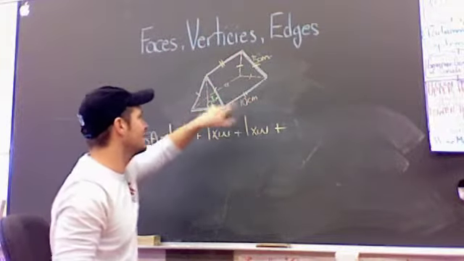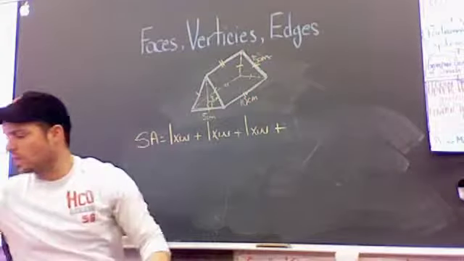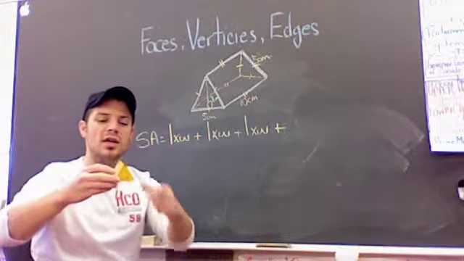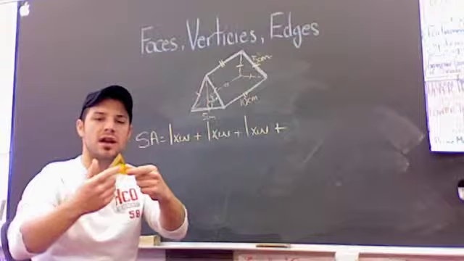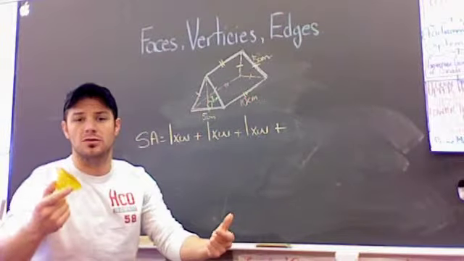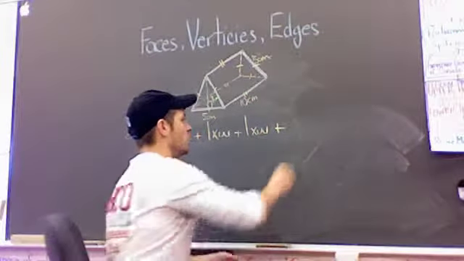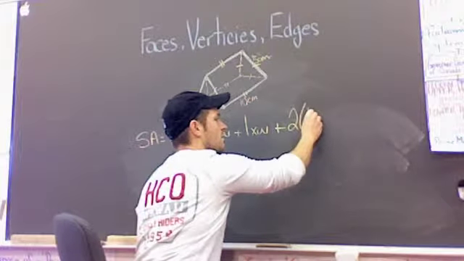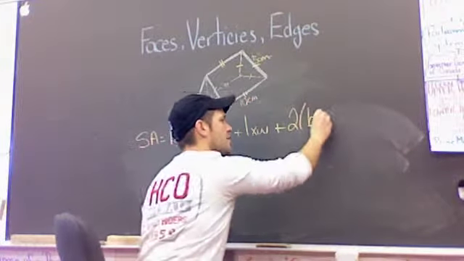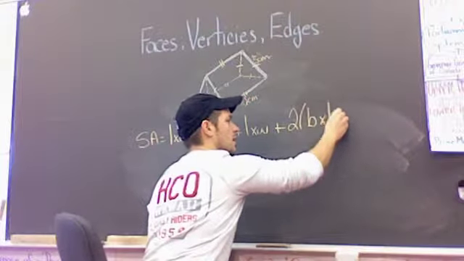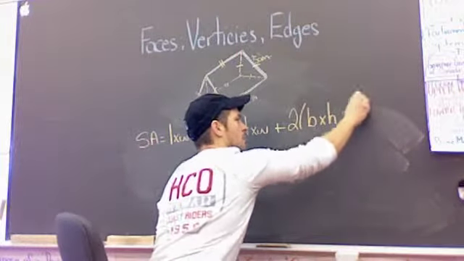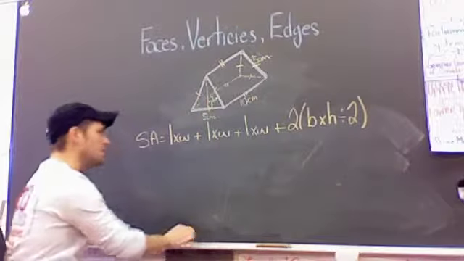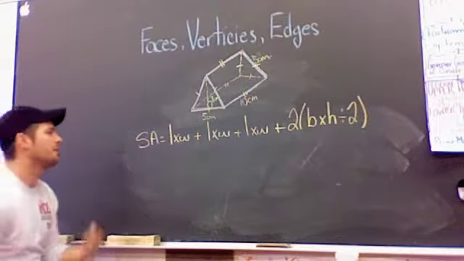Add to that the surface area of your 2 triangles. In this case, because the triangles are always going to be the same, what we can do is find the area of one of these triangles and multiply it by 2. So you can go 2, because there are 2 of them, bracket. Here's the formula to find the area of a triangle: base times height divided by 2. Okay? So this is that complex formula.